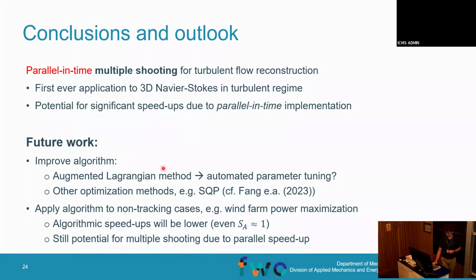In particular, we noticed that tuning our augmented Lagrangian is quite cumbersome. So now we are looking into more automated parameter tuning methods, but also just other optimization methods as a whole. So there was this paper by Liang, who developed a sequential quadratic programming framework for this application. And there it actually seemed to outperform the augmented Lagrangian for more simplistic cases. So maybe this is the way forward. It's something that we're still looking into now. And in the long run, we also want to apply it to non-tracking cases, but that's really significantly more.